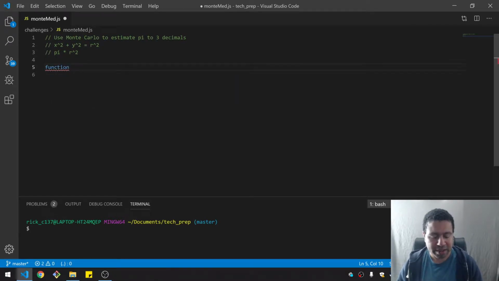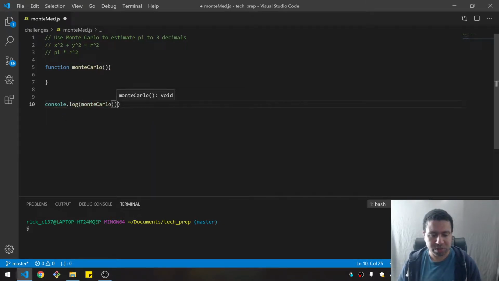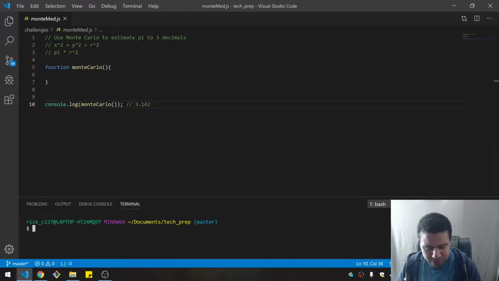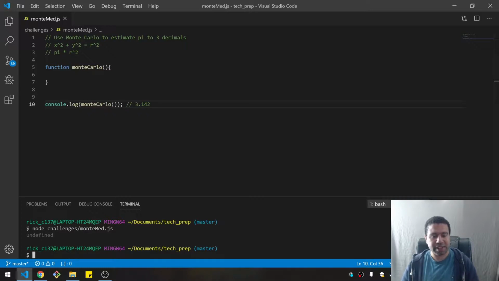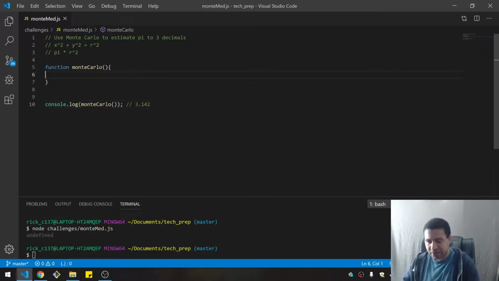I'm going to call my function Monte Carlo, and just want to set it up here. It's a console.log. And what I want this to do is to return a number that's close to pi. By the way, the target we're looking for is 3.14142-ish. So let's save this. I'm just going to run it in the terminal real quick. I get undefined as expected. Okay, so how does this thing work?